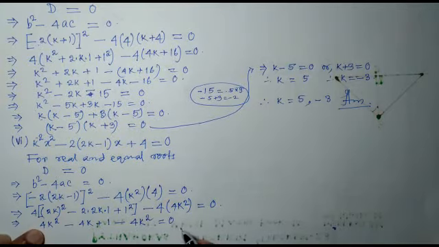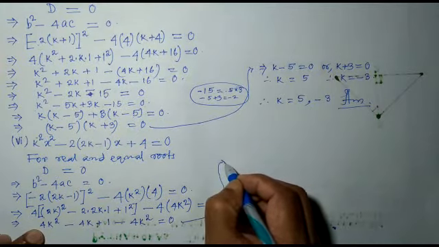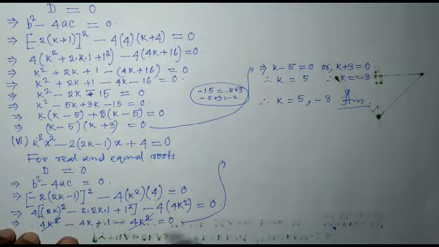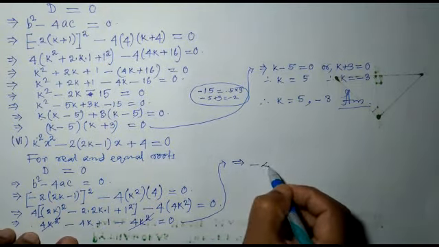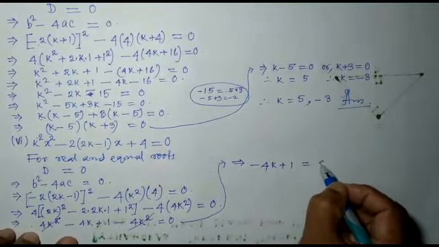And look the next part, I do it here. So see what will happen, look here again: 4k square is plus and 4k square is minus, we can cancel them. So here remain minus 4k plus 1. So we can write here minus 4k plus 1 is equal to 0.